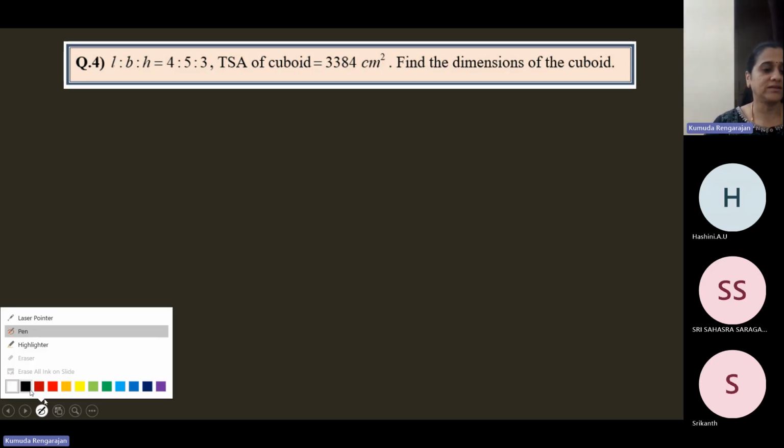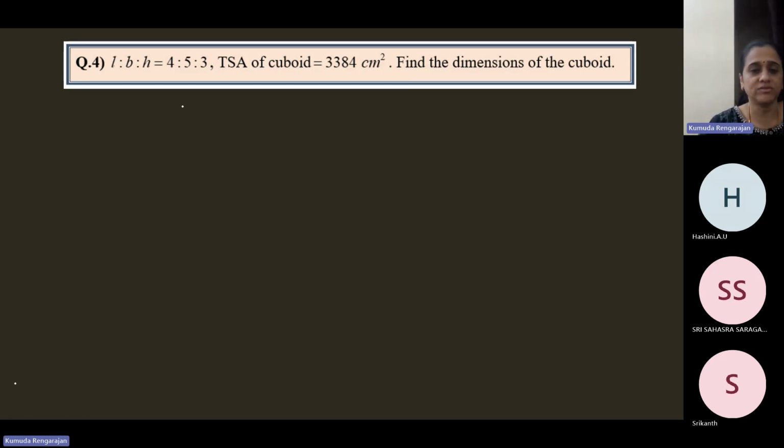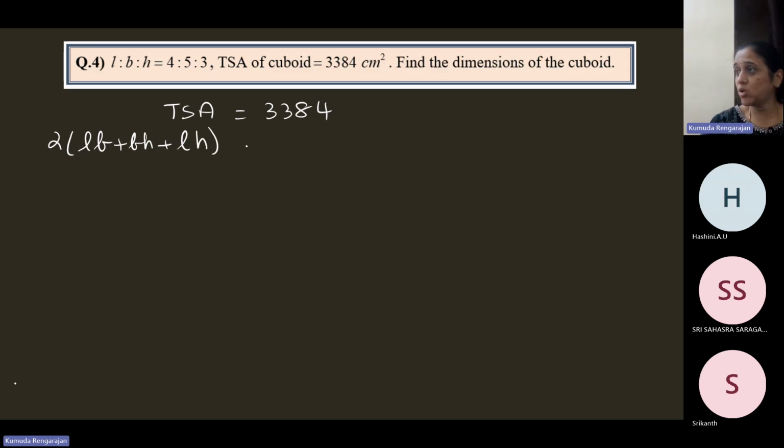I'll just get you started. You will complete it and tell me the dimensions. So we are given that the TSA of the cuboid is 3384. TSA is given by the formula 2 of (LB plus BH plus LH). You still haven't memorized the formula, so I'm giving it to you. Next class, you should be ready with them.